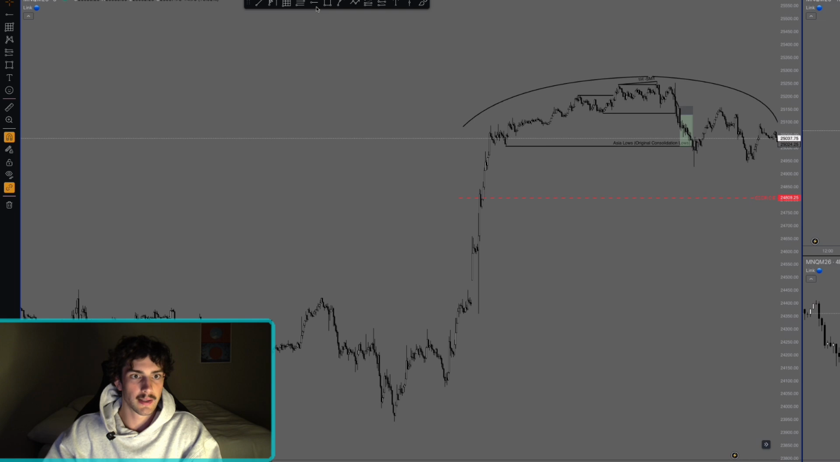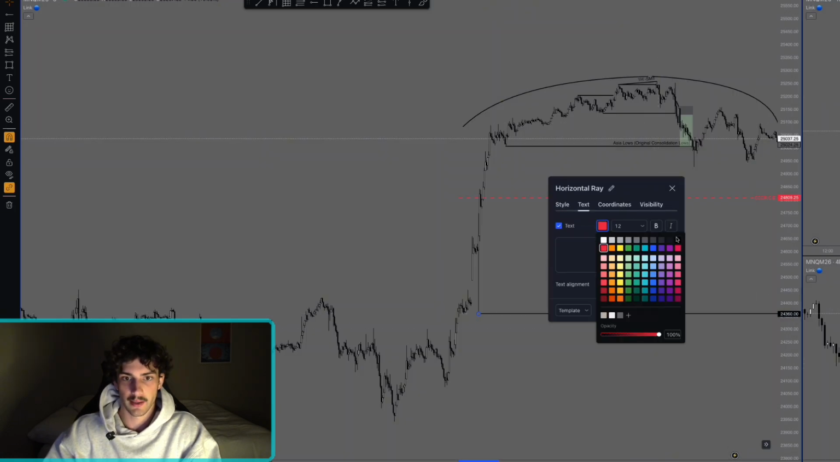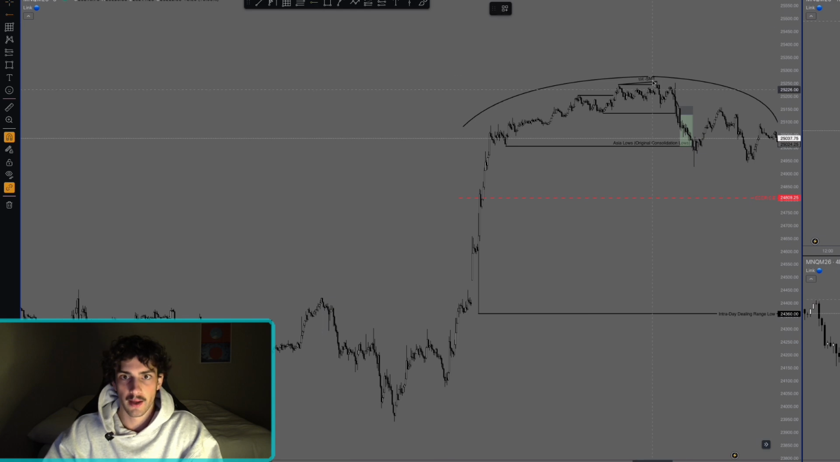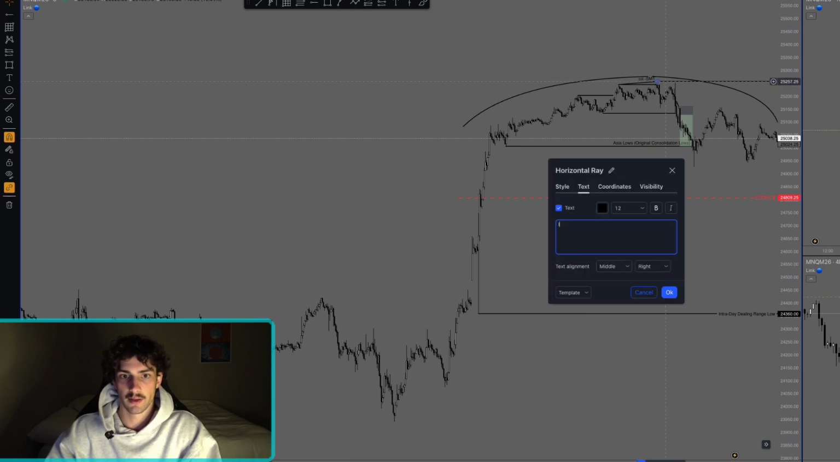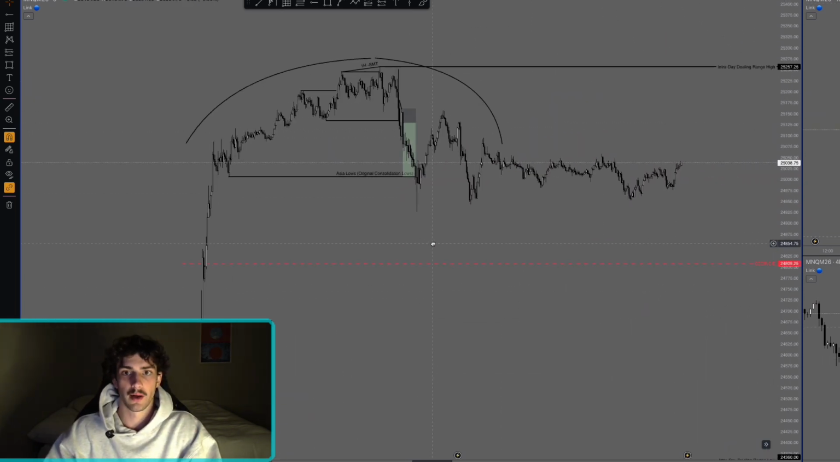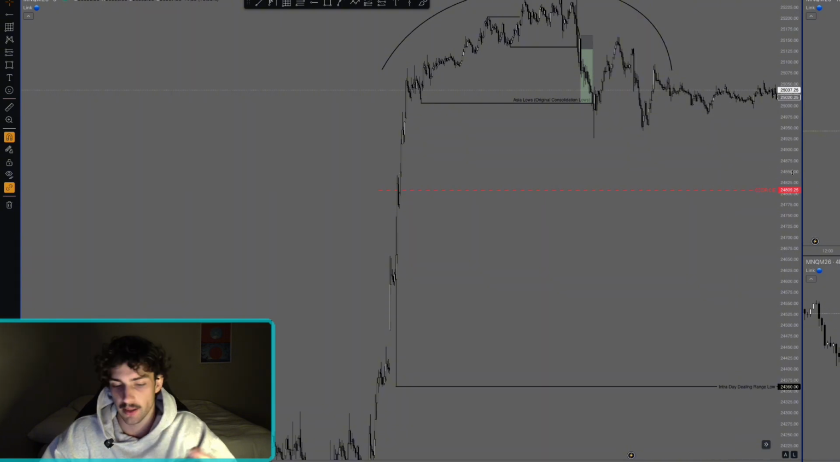But yeah, so all that is consequent encroachment of this low, which is our intraday dealing range consequent encroachment. Sorry, intraday dealing range low, or yesterday's low for now. And this was our intraday dealing range high. This is just for the time in which I was looking at price, which so far is still the dealing range in which we're dealing inside of currently.